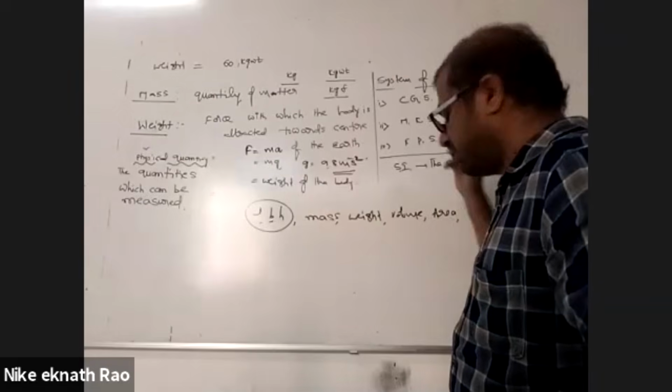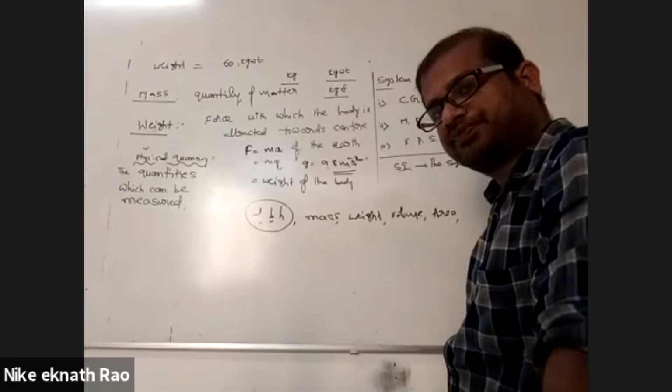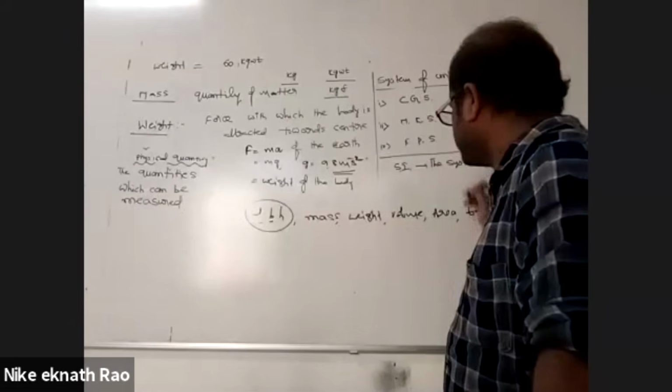Area. Beautiful answer. You can measure area. Area is a physical quantity. Next. Time. Beautiful. You can measure time. Time is a physical quantity. Next. Temperature.